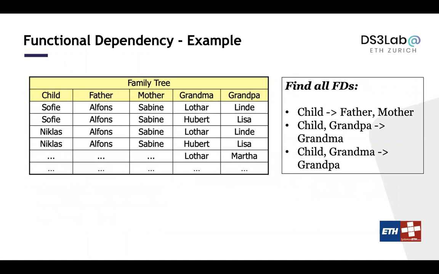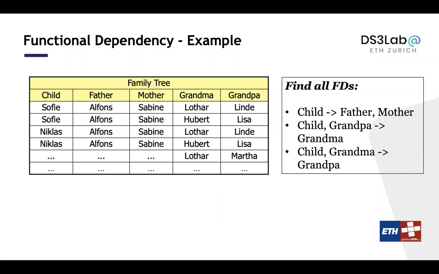Let's look at another example. So this is a relation containing information of a family tree. Right? You have 5 attributes. You have child, father, mother, grandmother, grandfather. Let's try to find a functional dependency here. First one, you have the functional dependency from child to father and mother. Right? In this relation instance, given a child, you can uniquely identify a father, uniquely identify a mother. That is true for this relation instance.